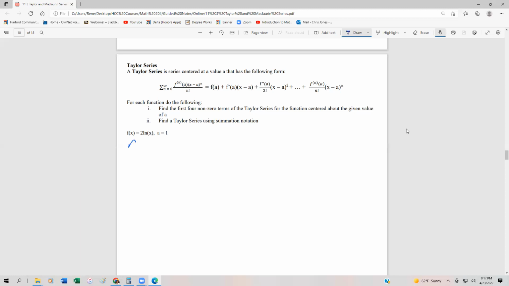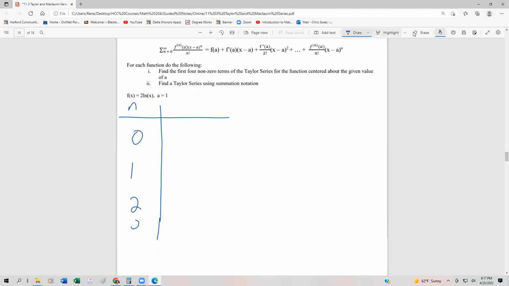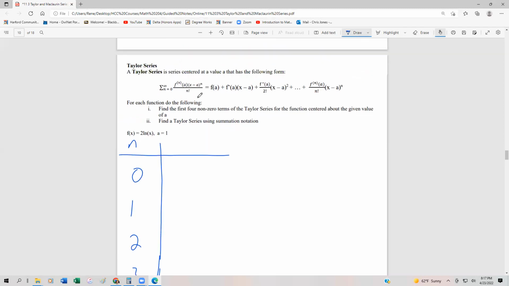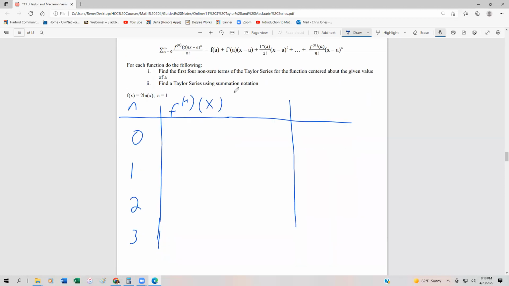All right, and remember, we start with n, and we have 0, 1, 2, 3. Now we're hoping that all these terms are non-zero, but if they're not, then we'll just go through and fix that. Okay, and then we're going to find the nth derivative. And then this time, we're not going to find the nth derivative at 0. Since a is equal to 1, we're going to find the nth derivative at 1.